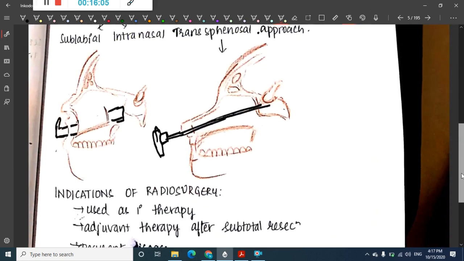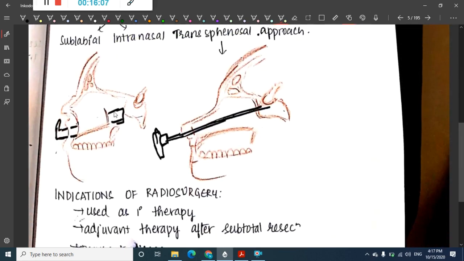So surgery can be of two types. One, we have the sublabial approach, where we approach it through our mouth, below the lip. Labial is lip, so sublabial is below the lip. Here we are approaching the pituitary gland through our oral cavity. Then we have the transsphenoidal approach, where we approach it through the nasal cavity. Okay, this is the transsphenoidal approach.